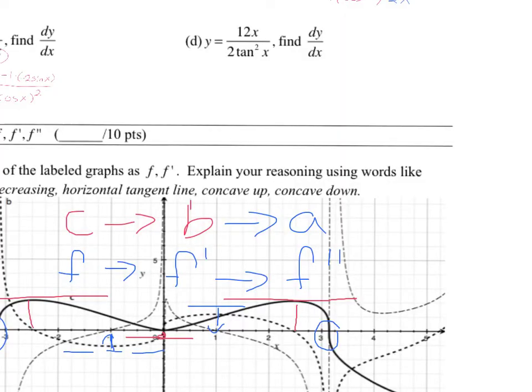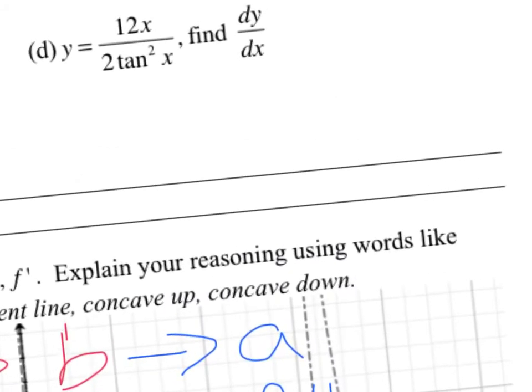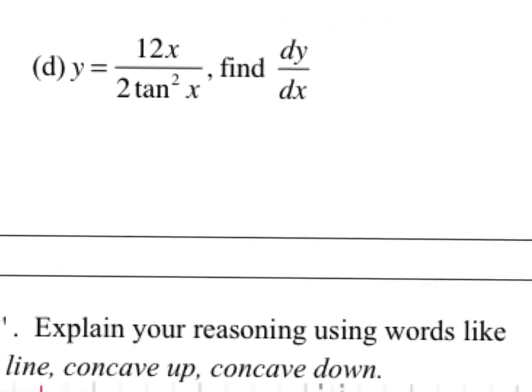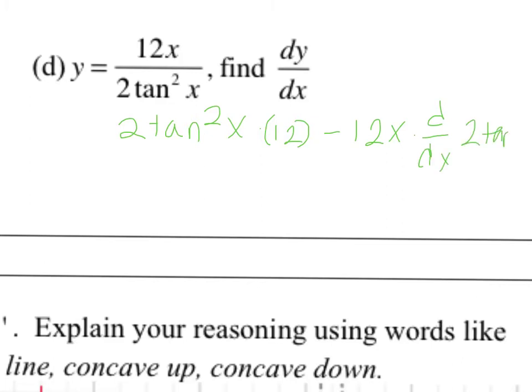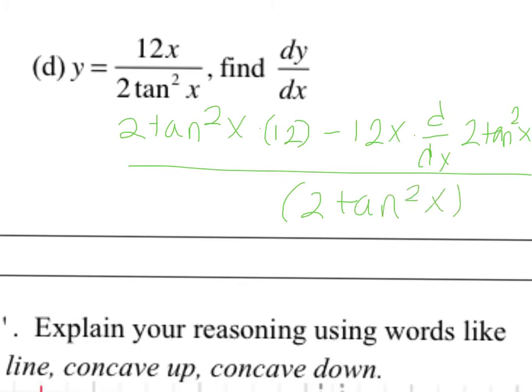Last thing I'm going to do is jump back to problem D on the first page, which is another quotient rule problem that's going to also involve a chain rule. First thing, let's set up our quotient rule. It's going to be the bottom, 2 tan squared x, times the derivative of the top, which is 12, minus the top, 12x, times the derivative of the bottom, 2 tan squared x, all over the bottom squared, 2 tan squared x.